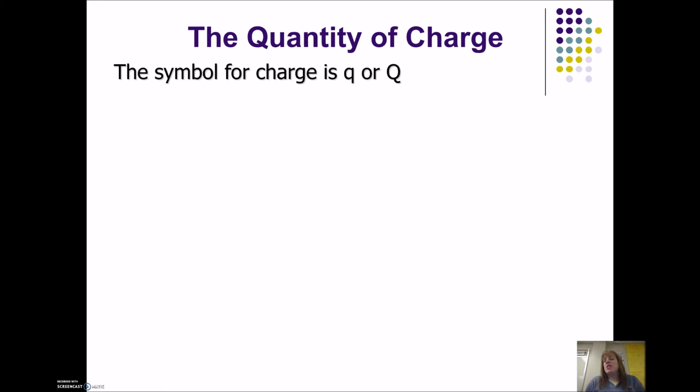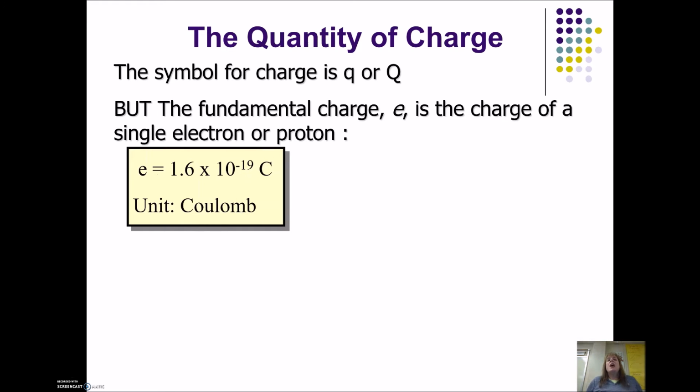The symbol for charge is Q, and you'll see it sometimes as a little q or a big Q, but don't confuse it with Q, heat, from thermodynamics. When we talk, though, about fundamental charges, we use the symbol e. e is called the fundamental charge, and it is the smallest charge possible, which is the charge on an electron or proton. The magnitude of that charge is 1.6 times 10 to the negative 19th coulombs. It's not plus 1 or minus 1. It is actually 1.6 times 10 to the negative 19th coulombs. The unit is coulomb. And that is the smallest charge possible, the charge of one electron or one proton.